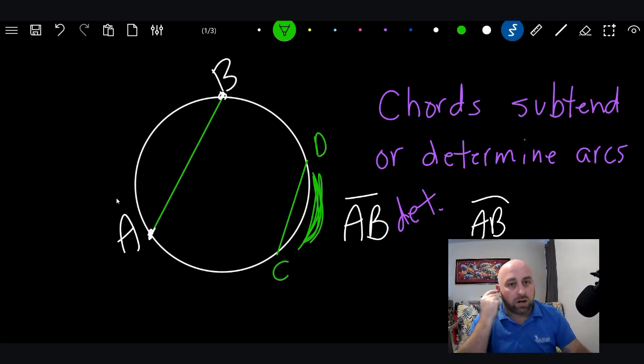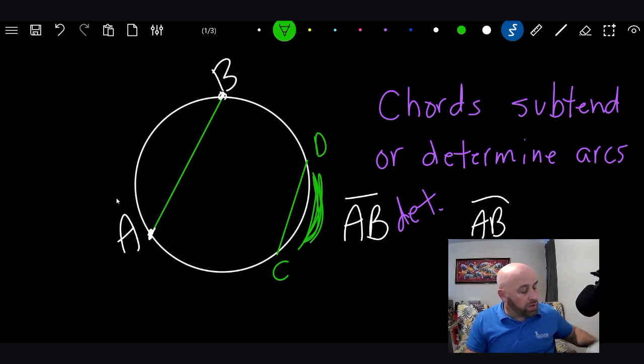Really, these lessons are all about relationships, so that you understand, okay, if this is bigger, then that's going to be bigger. If that's smaller, then that's going to be smaller. If this is equal, then this is going to be equal. So it's trying to understand the relationship between the central angles, the chords, and the arcs.